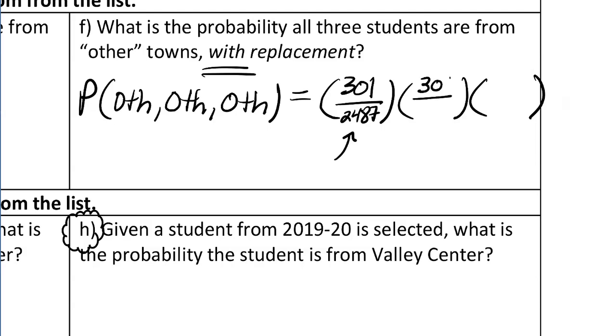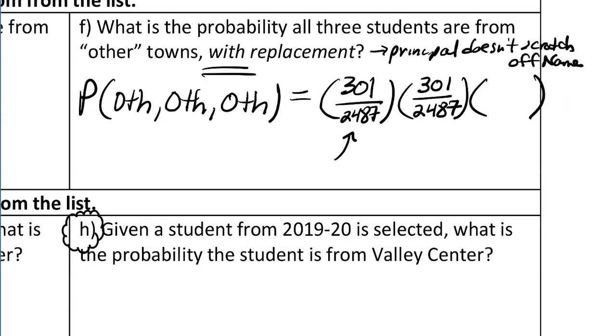We still have 301 other students from other towns, and we still have the total list. So the with replacement, in this context, means the principal doesn't scratch off the name. So this could happen. This is kind of realistic if the principal makes a phone call, selects a random student, and the vice principal is also making phone calls and selects a name from the list. They could end up picking the same student by accident. So they need to cross off the name so it's without replacement.